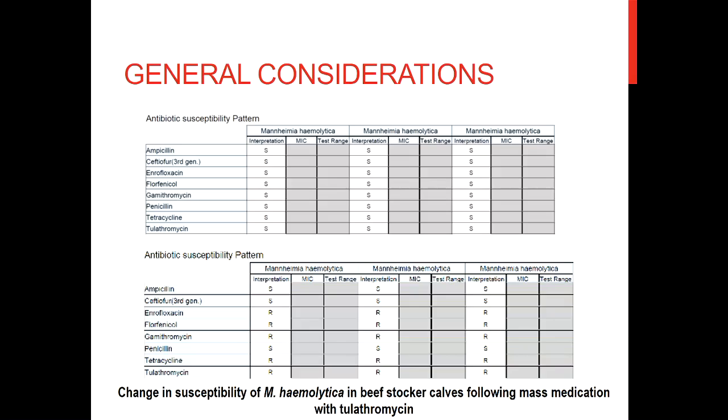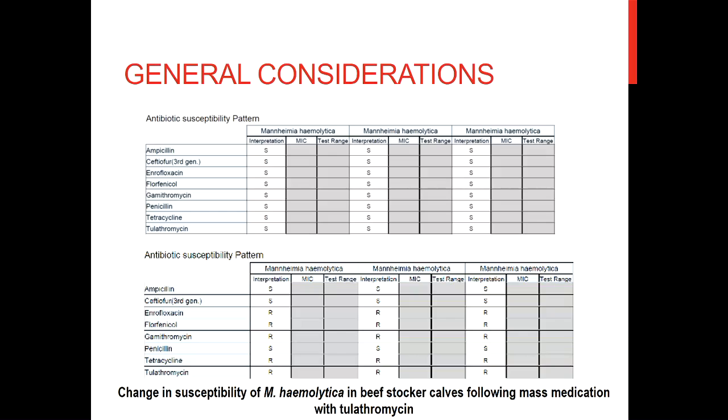Now, when we look at the resistance cost, this is some work that we did several years ago. These are Mannheimia isolates taken from the same calf 2 weeks apart. The first time we collected those samples, you notice a whole lot of S's next to those drugs, right? In this calf, I could use almost anything. I gave this calf a single dose of tulathromycin, and I come back 14 days later, I pull the sample from it. A whole lot of R's.